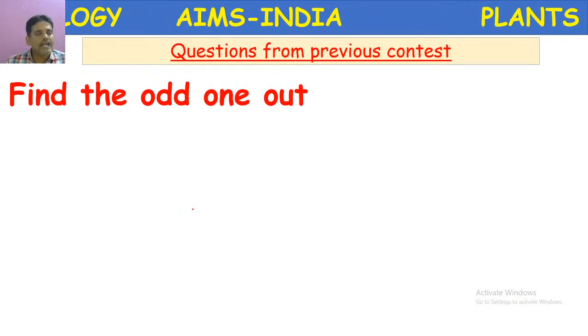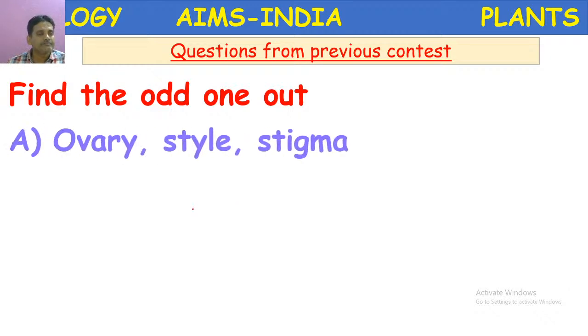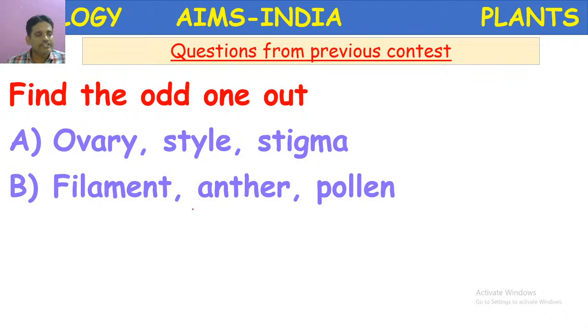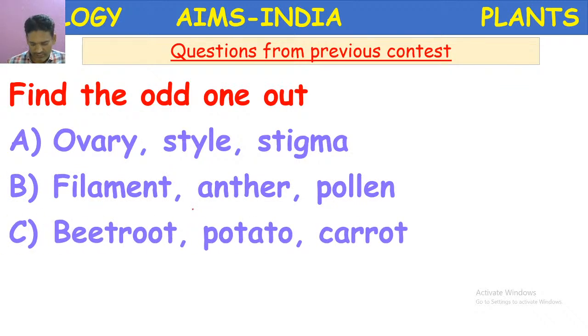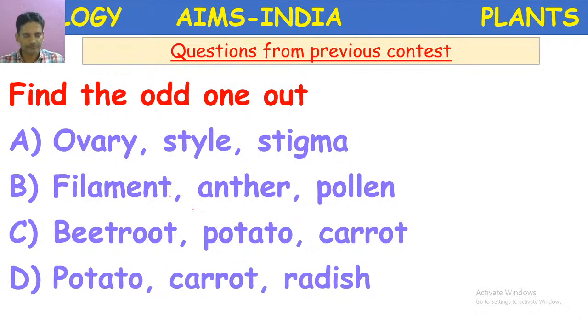Next question. Find the odd one out. This type of questions also appear in the competitive exams. This type of questions are called analytical type questions, analytical approach type. You have to apply your knowledge. Come on, try to answer this question. Find the odd one out.